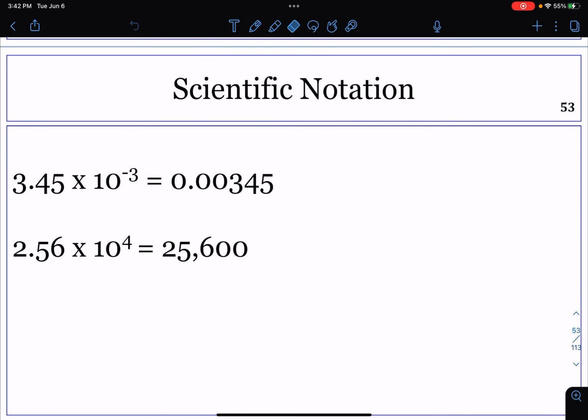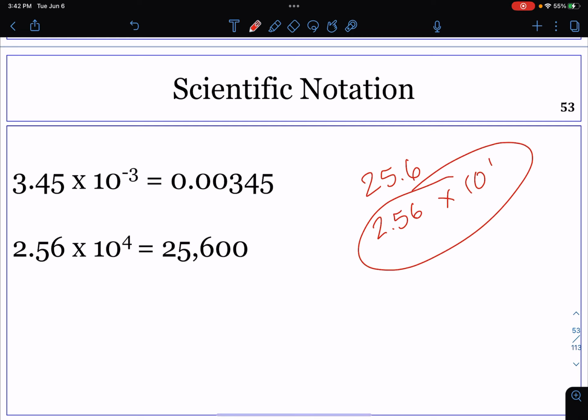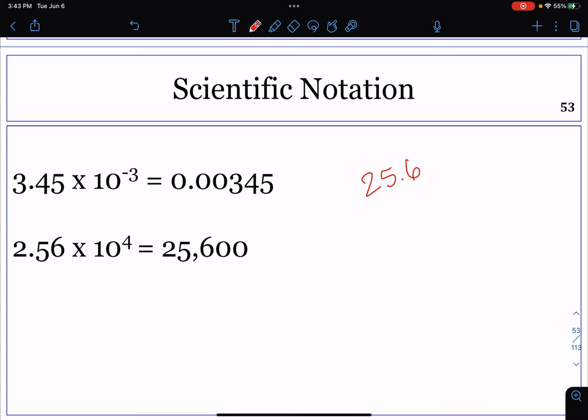So you do not always need to write a number in scientific notation. It's best to write the value of your answer in scientific notation if you have a lot of zeros in the number, which means if the number is either really, really small or really, really large. While the number 25.6 could be written as 2.56 times 10 to the 1, this is unnecessary to write it this way. Just record your answer as 25.6.